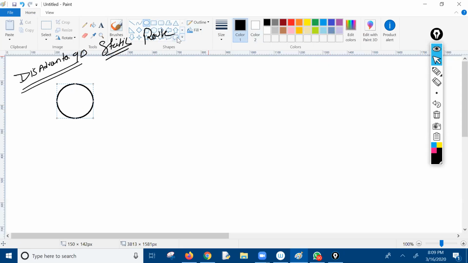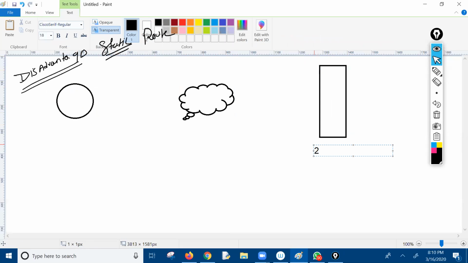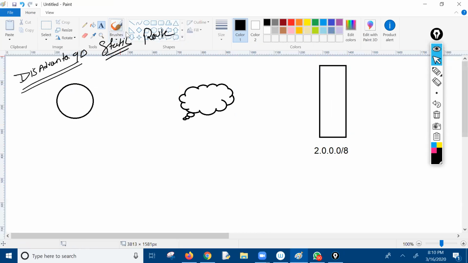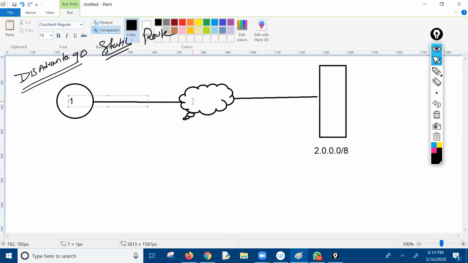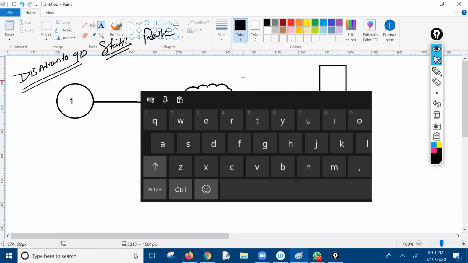For example, this is my router number 1, and this is the ISP of this one. We have connectivity with the ISP, and behind the ISP we have a server, right? And that server has the IP address 2.0.0.0/8. I'm just giving the disadvantage of the static route, why we are not going to prefer static routes in the market right now. So for example, R1 has connectivity with R2, the ISP, and this link has the IP addresses 12.1 and 12.2.